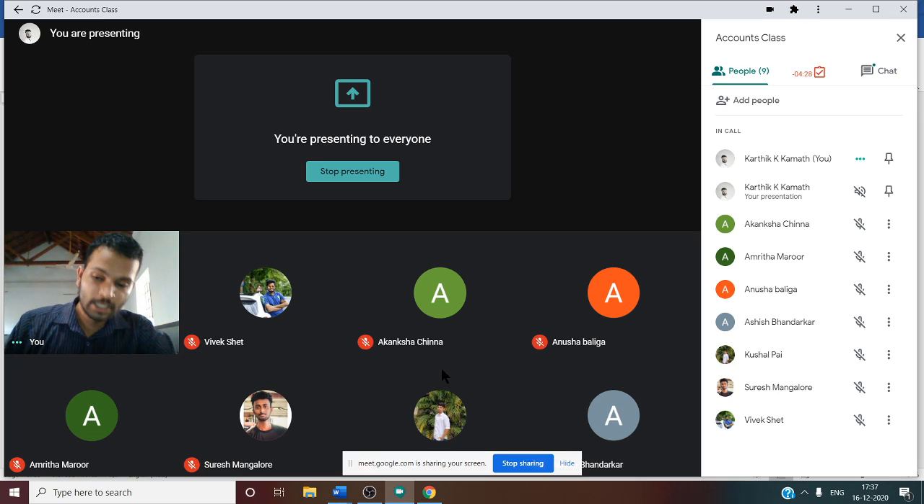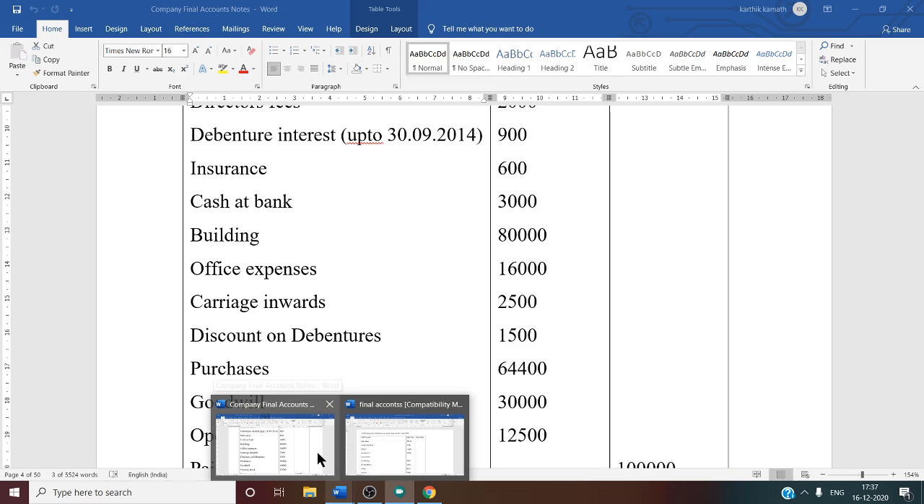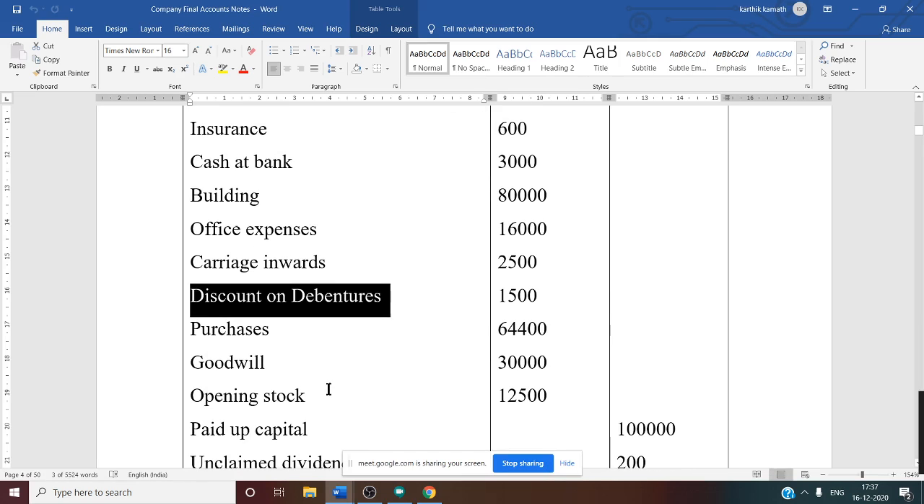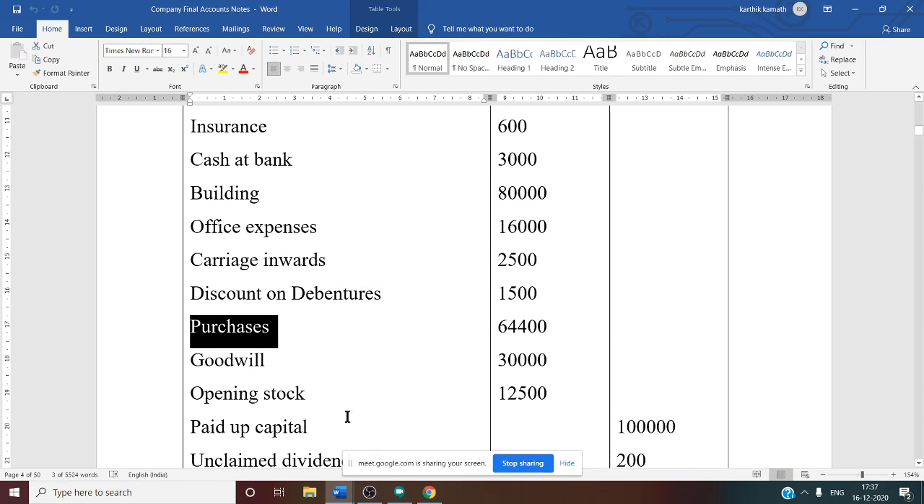Then one more adjustment is given in this question. That adjustment appears under working note number 29, that is depreciation and amortization expenses. That is nothing but discount on debenture written off. Something they have mentioned here that we will discuss later. Discount on debenture written off is given, so you have to show it under working note 29.